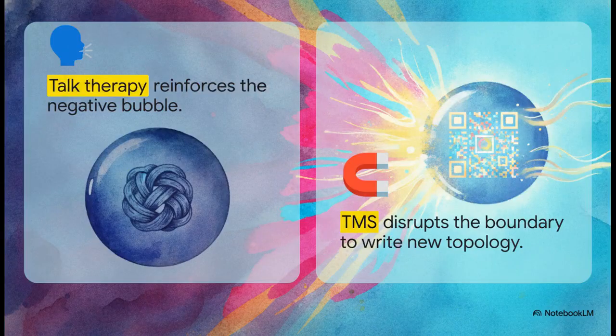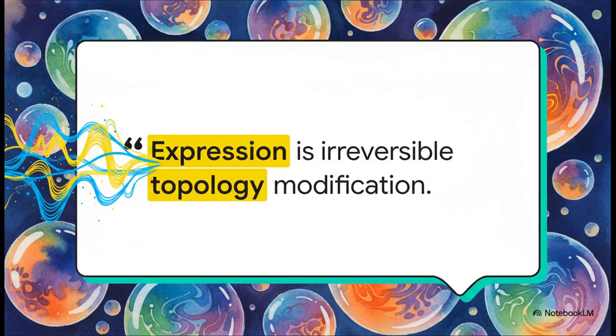This theoretical framework offers a super fascinating lens on mental health. It suggests that simply reliving trauma in standard talk therapy might actually accidentally reinforce a negative bubble by deepening the braid without ever changing its boundary. But treatments like transcranial magnetic stimulation, or TMS, work differently. TMS disrupts the shadow strand boundary of that bubble. It temporarily loosens those physical braids, which allows a person to actually write a new topology and hopefully rewrite that painful QR code entirely.